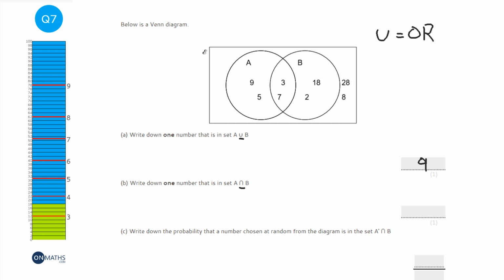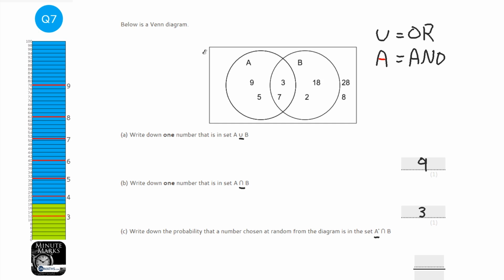This symbol here, I always view it as an and. I always put a little line there to say A for and. And it means it needs to be in A and B. It can't just be in A, it can't just be in B. It needs to be in both. And there's two numbers that fit that bill, 3 and 7. So I could write 3 or I could write 7.